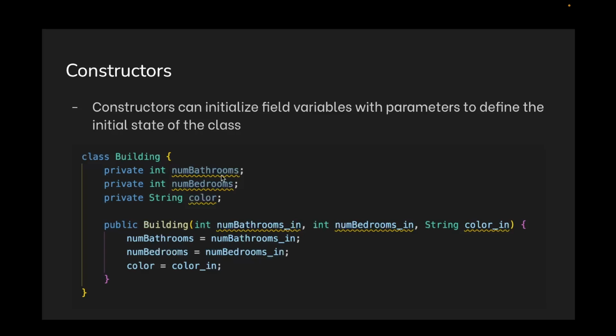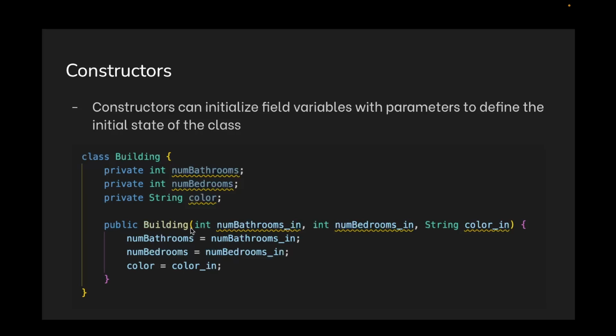These field variables are not defined here. They're only declared because we're not setting them equal to anything, right? We only put a semicolon, and that means that we're only declaring them. So in this case, we need to be able to define them in some way, and we can do that using a constructor.